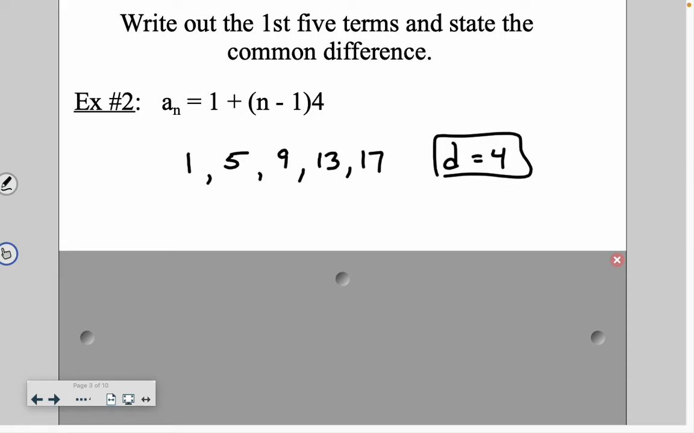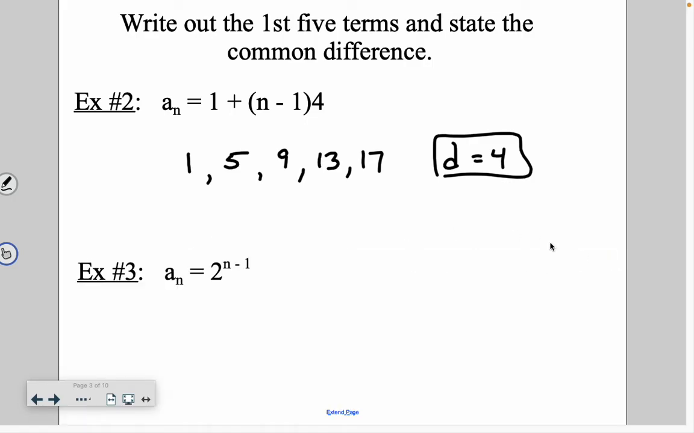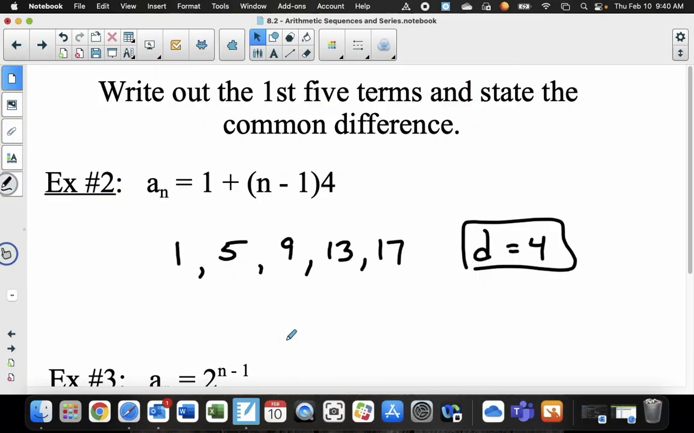Okay. So another example. Let's take a look at one other one, and then I'm going to move forward. So same idea. Let's plug in. Let's figure out what these numbers are, and we'll see if it's arithmetic or not. See what the common difference is.